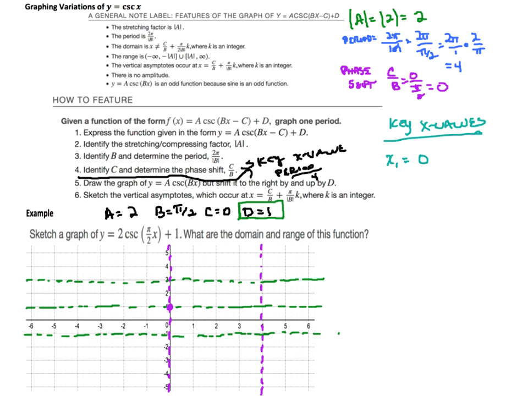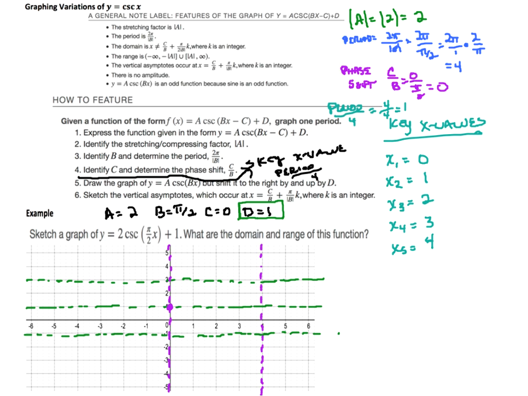Well, since I didn't shift left or right any, my first x value is going to start at 0. I need to do the period divided by 4 to know how much I need to tack on to each of the previous x values to get to the next boundary. So my period's 4. I divide by 4. I'm only going to increase by 1. Easy math here. My next key x value is 1. My third key x value is 2. My fourth is 3. And my fifth, which we already have boundaries drawn for, is 4.